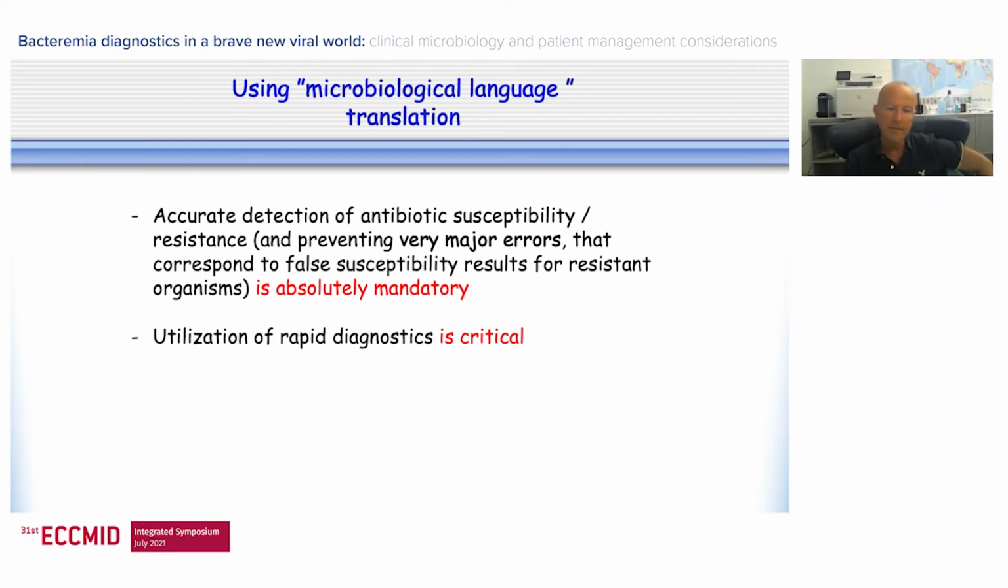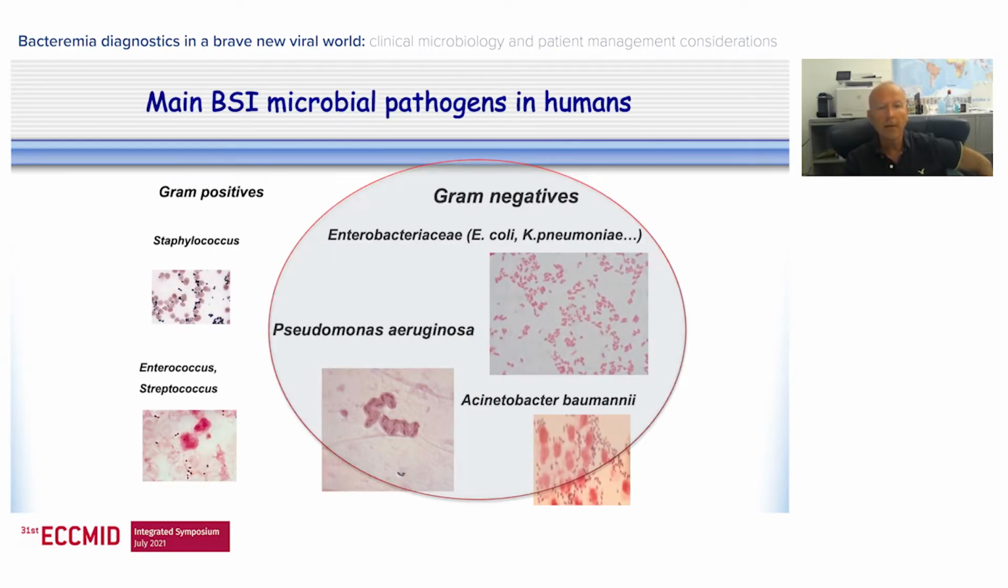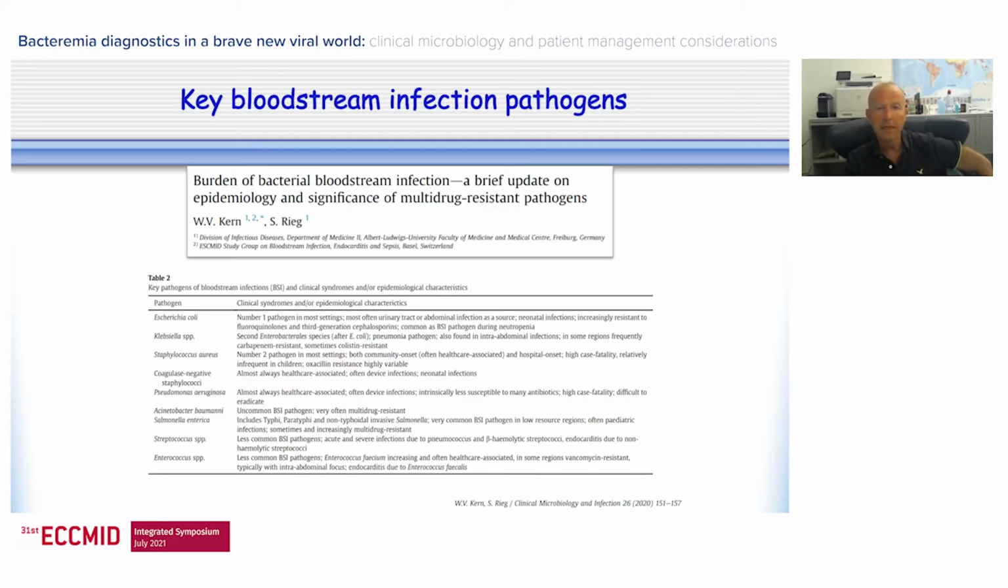And when we talk about speed, we consider that we need to use rapid diagnostics. This is critical in the choice of the relevant and accurate treatment. So which are the main bloodstream infection pathogens in humans? Among gram-negatives, you see here that the main ones are Pseudomonas aeruginosa, Acinetobacter baumannii, and Enterobacterales like E. coli and Klebsiella pneumoniae. These key bloodstream infection pathogens have been nicely summarized in that review.